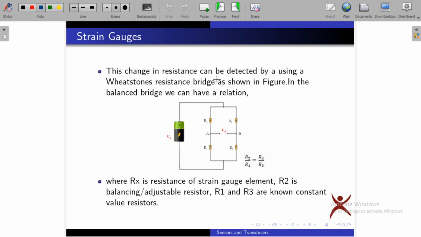The change in resistance can be detected by using a Wheatstone bridge. Okay, Rx is the resistance of strain gauge element. This can be measured using Wheatstone bridge. You know, under balanced conditions, you're going to have the formula like this. Here R2 is adjusting variable resistor, and these two are fixed values, and you can find this value.